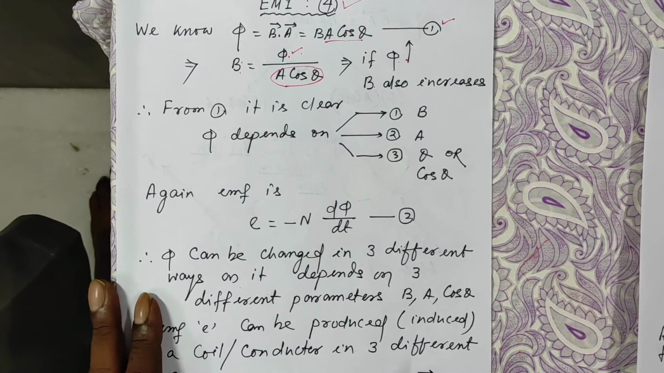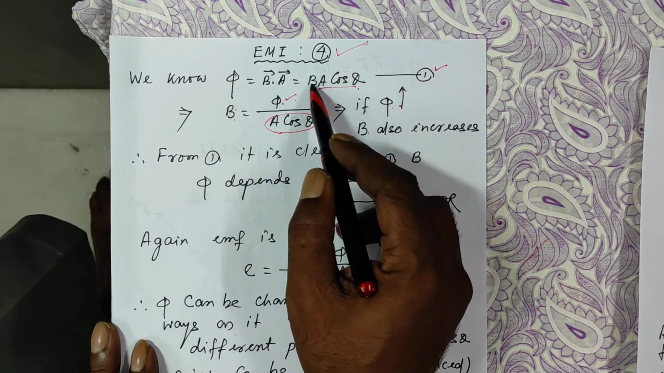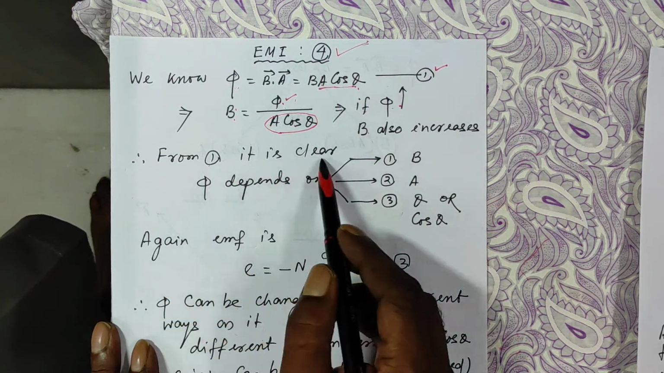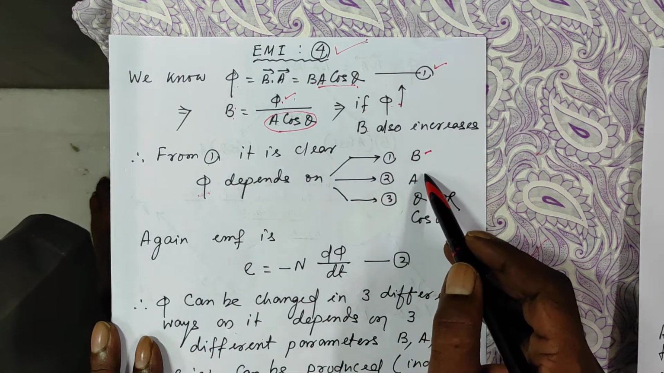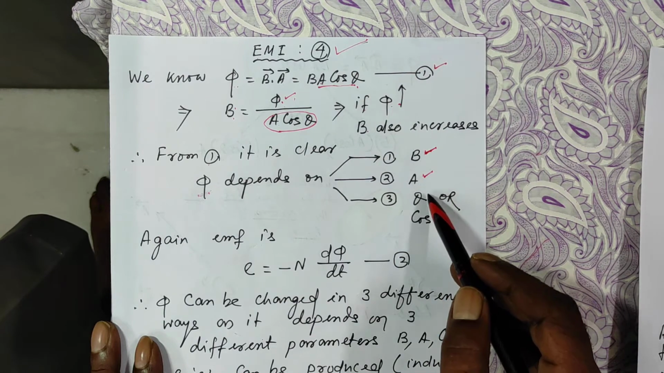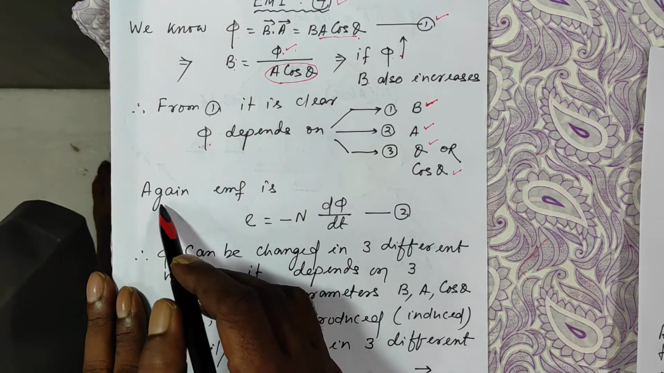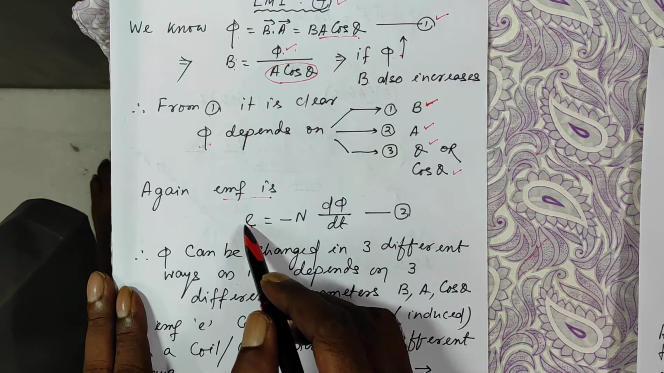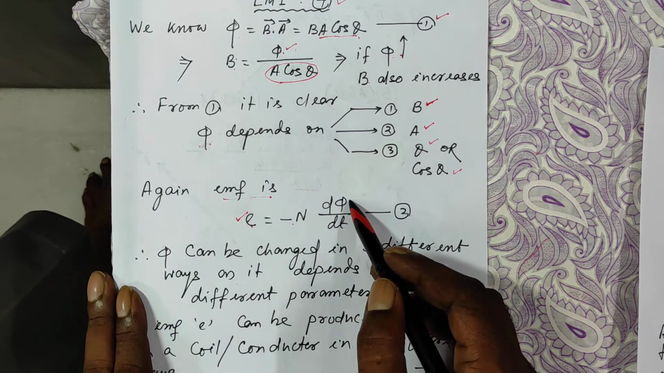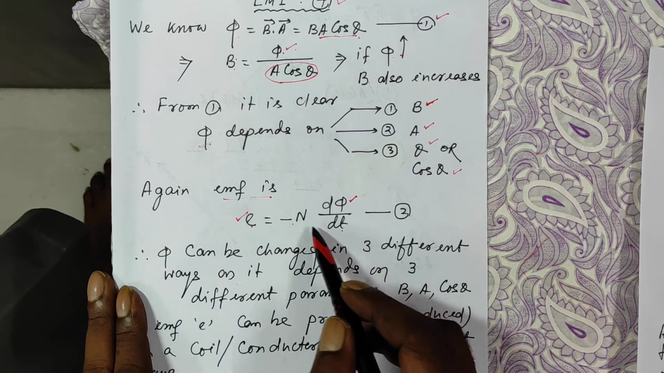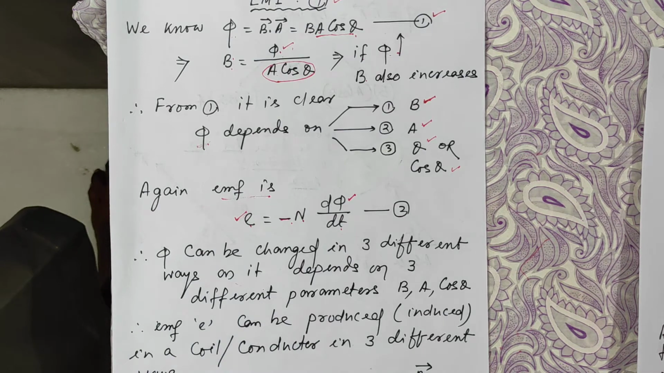Now from this equation 1, we conclude phi depends on B, A and cos theta. From 1 it is clear the magnetic flux phi depends on the magnitude of the magnetic field, the area vector, and theta or cos theta. And we also know from Faraday's law that the EMF produced, due to change of flux, is E equal to minus n d phi by dt, where phi is the flux changing with respect to time, n is the number of turns in the coil, and the minus sign indicates the direction of the current.